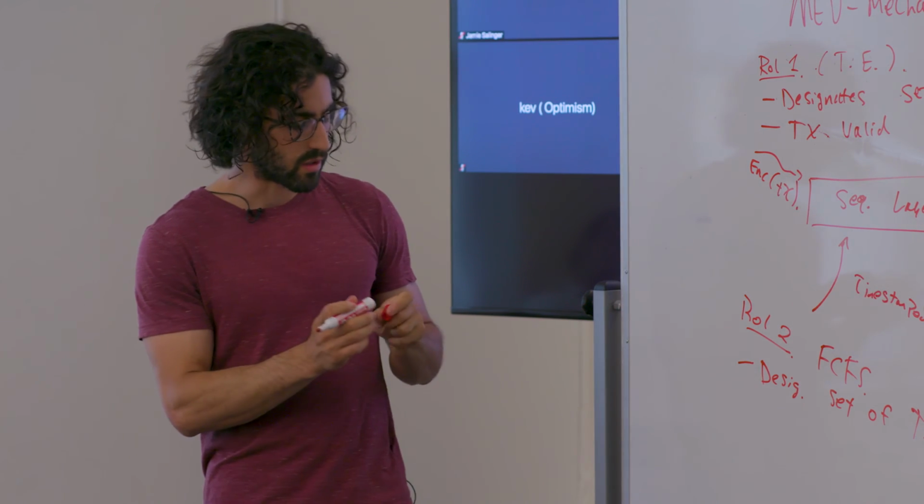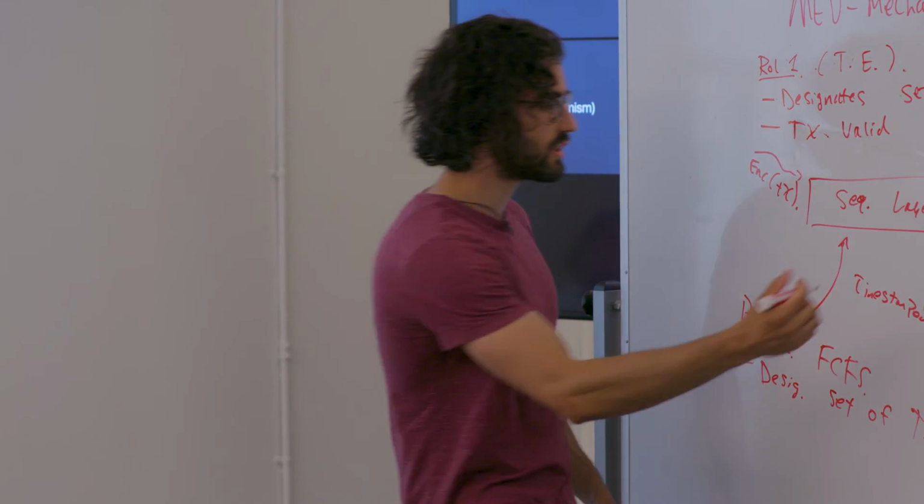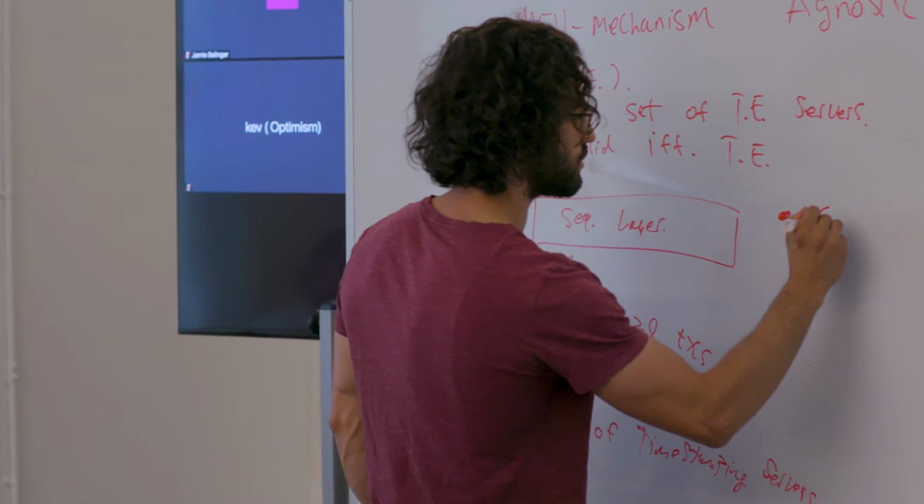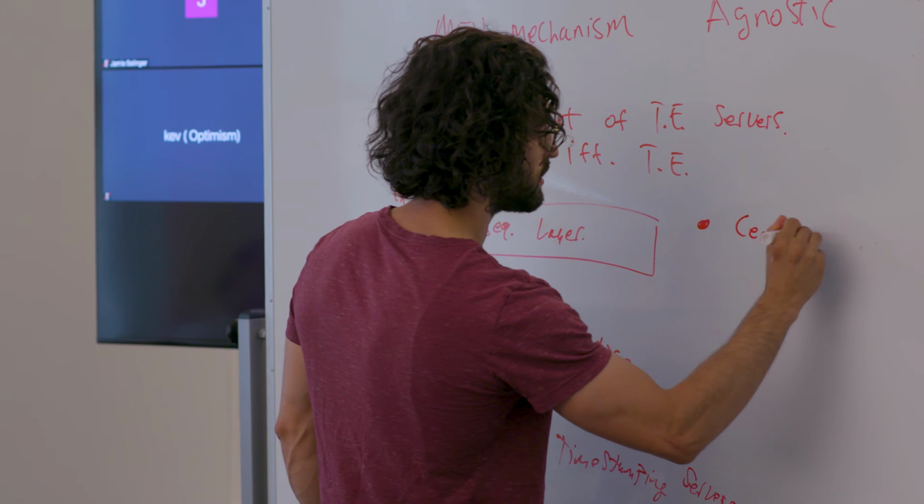So now the question is, okay, well, sequencing layers that are common, they're supposed to provide us with a few different properties. So first, censorship resistance.